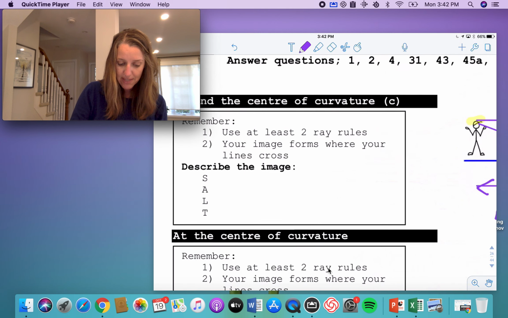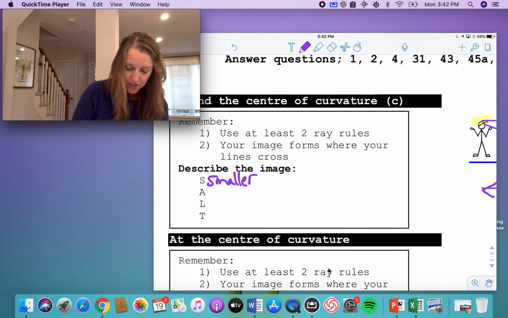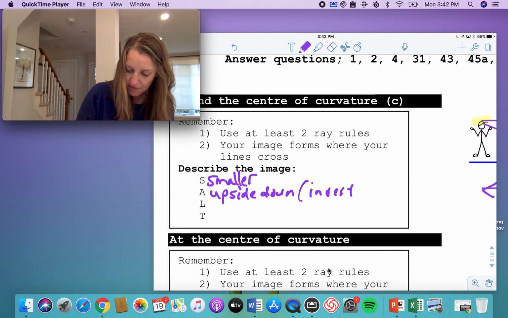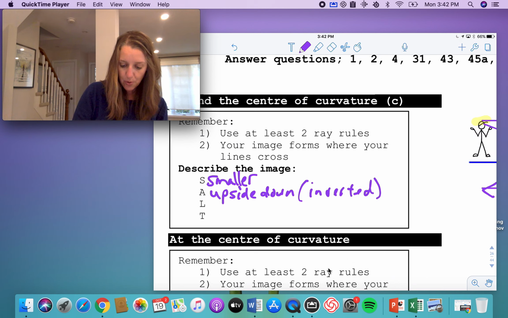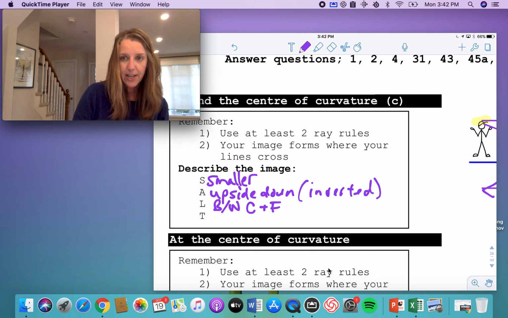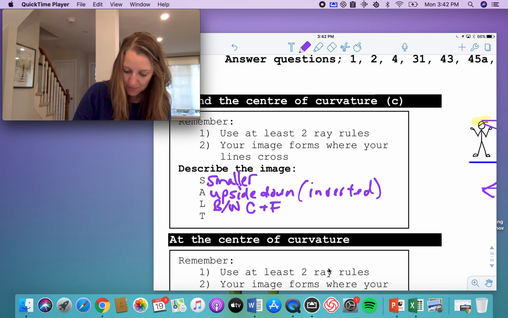Now we describe the image, and again, what did we say? We said he was smaller. That's the size. The attitude: upside down. You could also just say inverted. Okay. The location is between the center of curvature and the focal point. And what type of image? If the reflected rays meet in front of the mirror, it is always a real image.